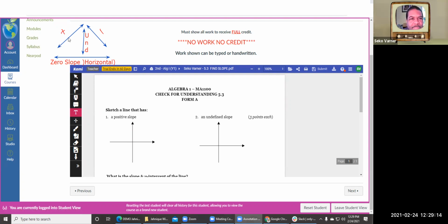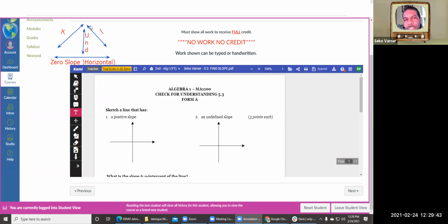This is a positive slope. That's a negative slope. That's why I have the positive sign here, and that's the negative sign. This is undefined, or a vertical. Remember when we talk about a basketball player with a good vertical, they're going straight up and down? That's an undefined or vertical slope, or a vertical line. And this is our zero slope, or our horizontal line.